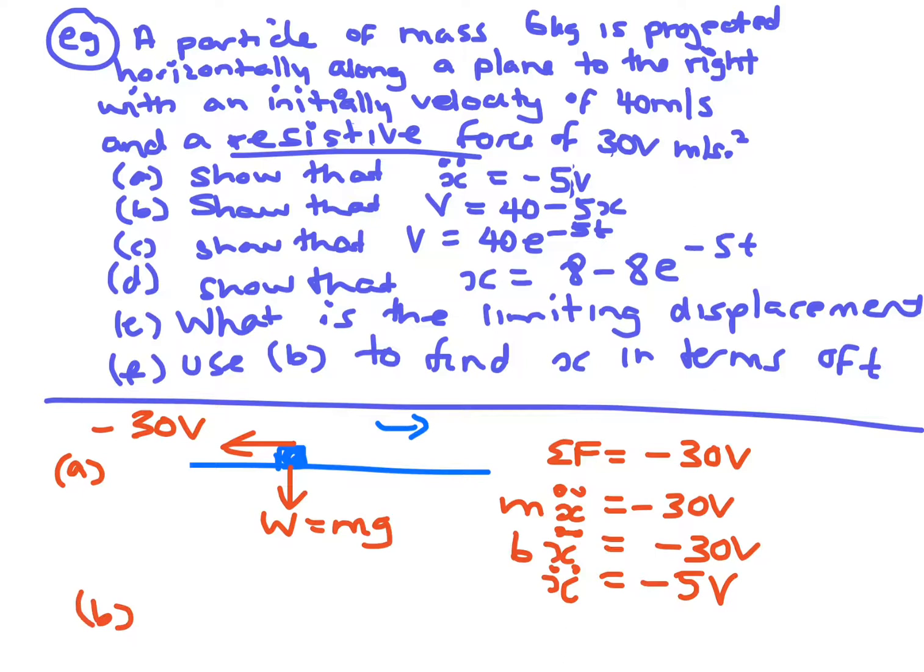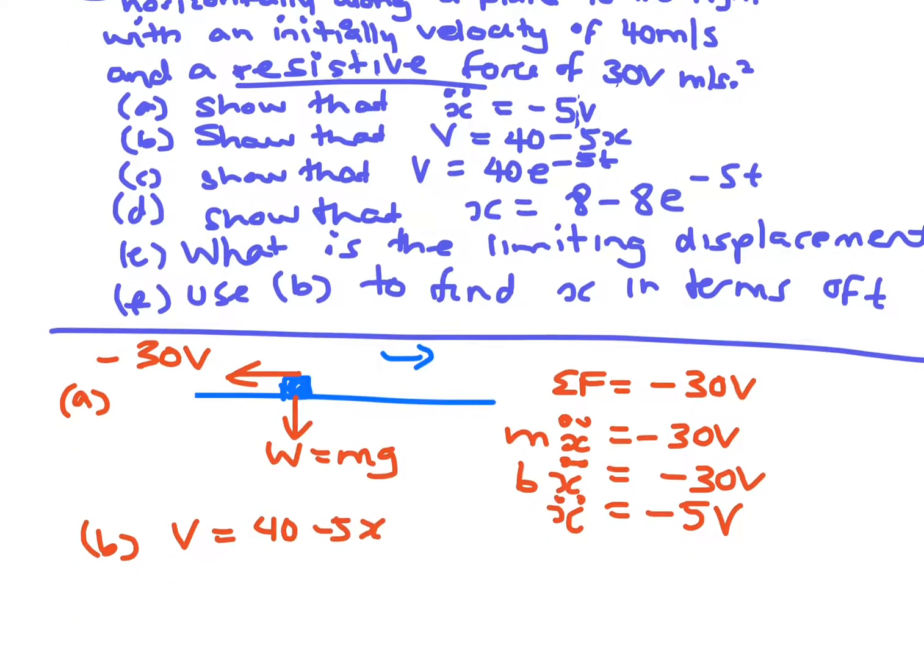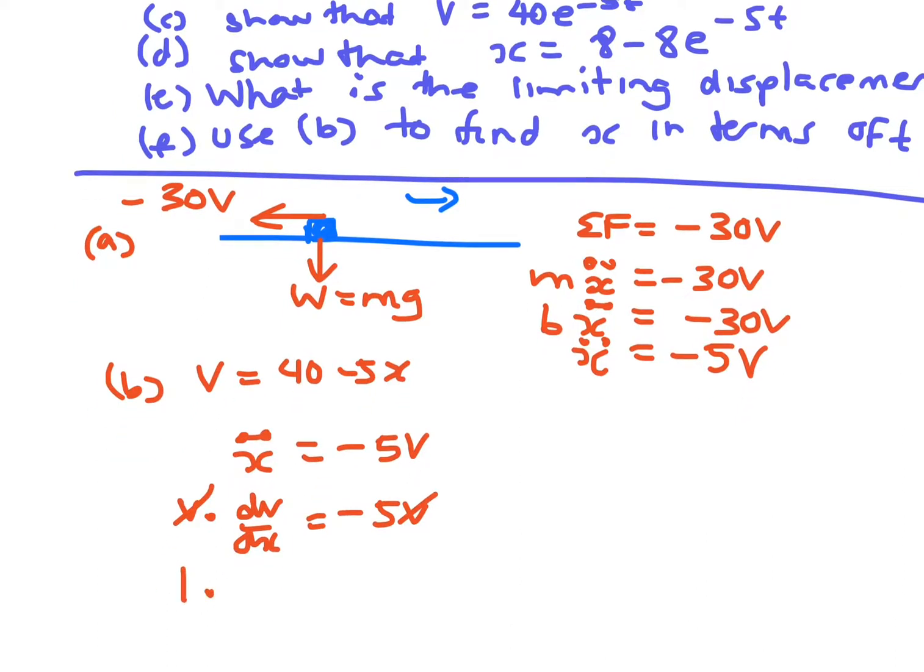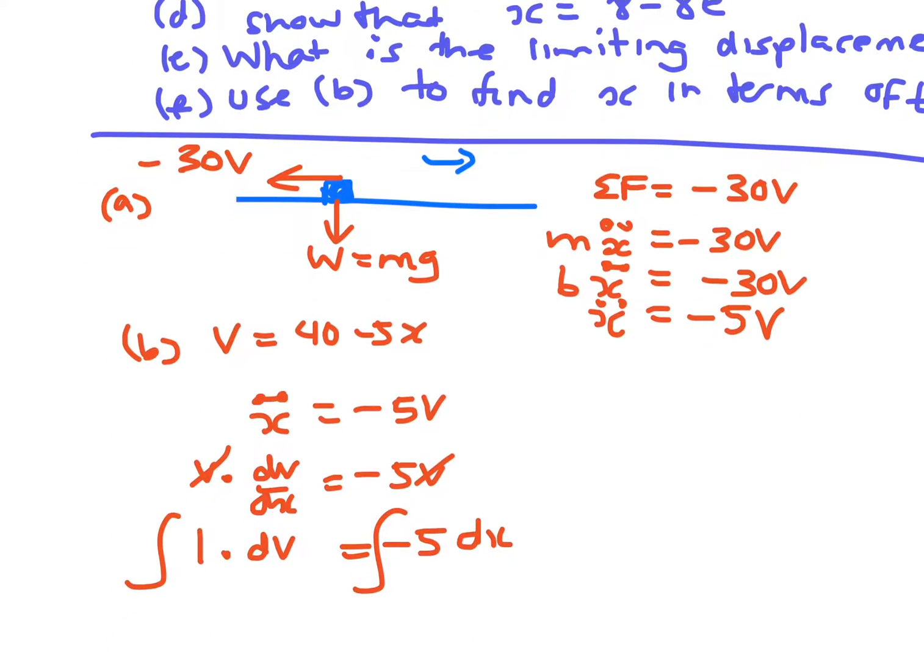Okay, part B. Show that v equals 40 minus 5x. We start with our acceleration equals minus 5v, and then we go dv on dx equals minus 5v. The v will cancel out, so you've got 1 dv equals minus 5 dx when you split the derivative. Then you integrate both sides, so you get v equals minus 5x plus c.